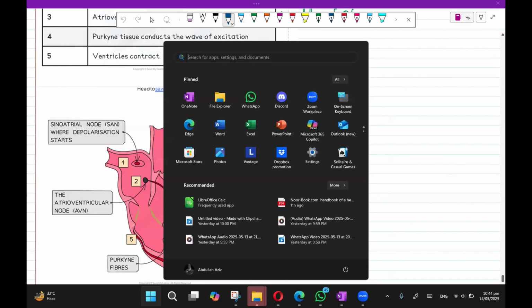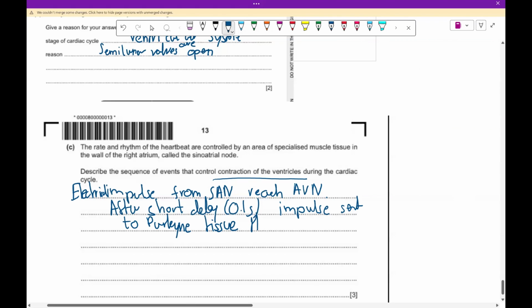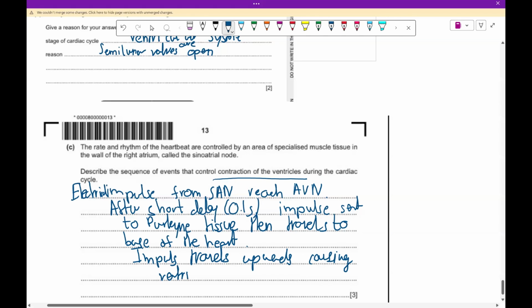And from the Purkinje tissue it then travels to the base of the heart, and from there the impulse travels upwards, causing the ventricles to contract.